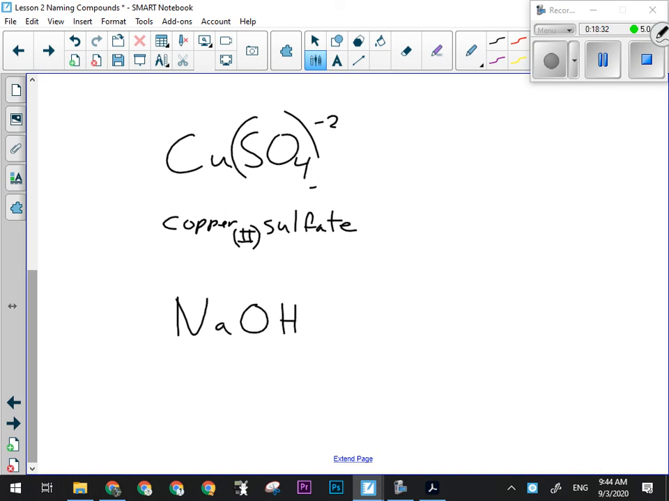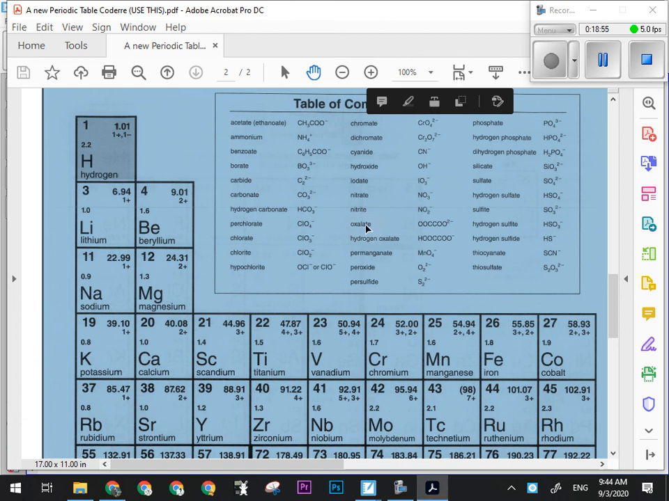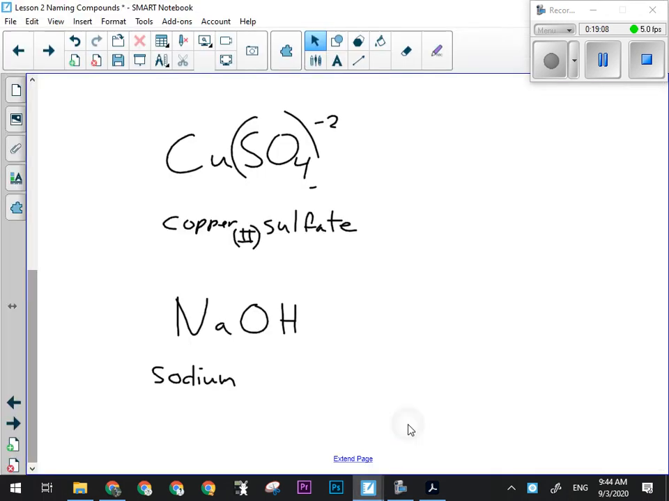Right away, if I see there are more than 2 elements, I know I'm dealing with an ionic compound that has a polyatomic ion in it, because all the other compounds we're going to deal with only have 2 elements. What's Na stand for? Sodium. Then I have to look up OH on my table here. OH is right here, and it's called hydroxide. So this stuff is going to be sodium hydroxide. Do I need a Roman numeral? Nope. Sodium only has one possible charge. Sodium hydroxide is the name.